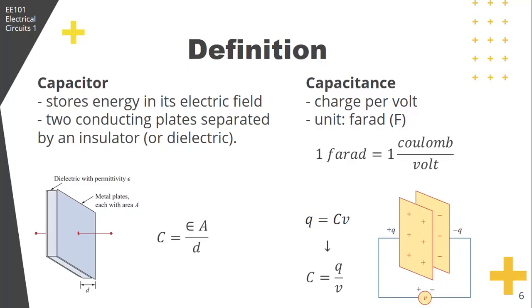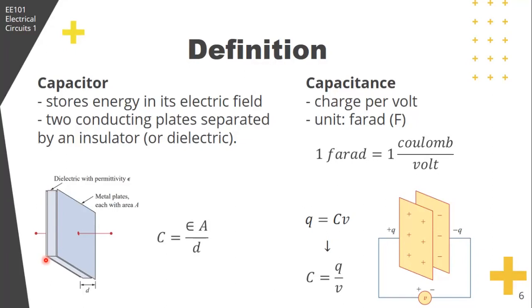A capacitor is a passive element designed to store energy in its electric field. As shown in this figure, a capacitor, I'll use a laser pointer. For example, here. A capacitor is composed of two conducting plates. So, these are the conducting plates, and these are the terminals. So, two conducting plates separated by an insulator or dielectric.